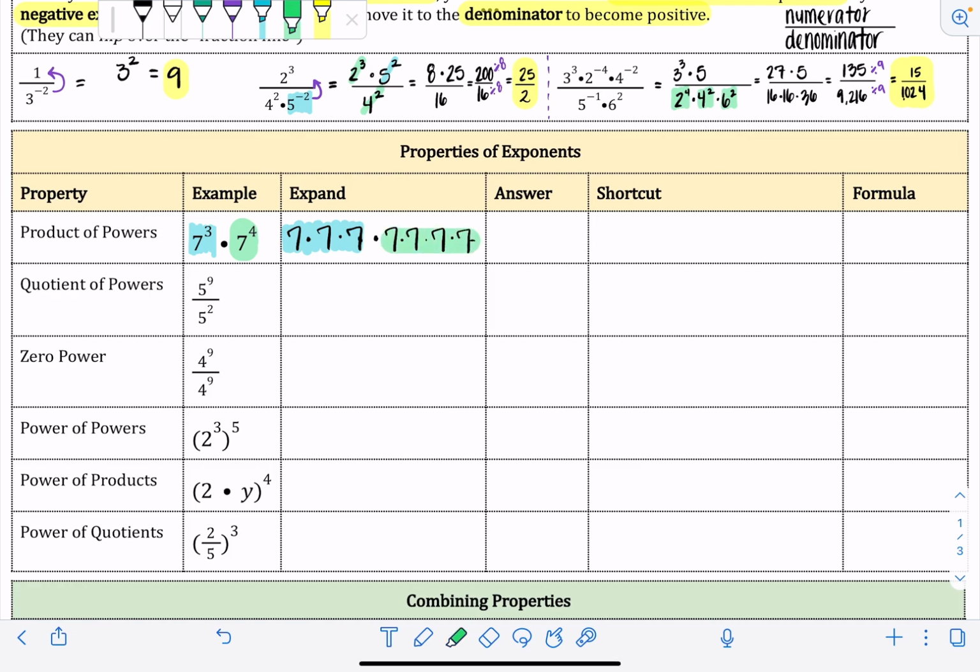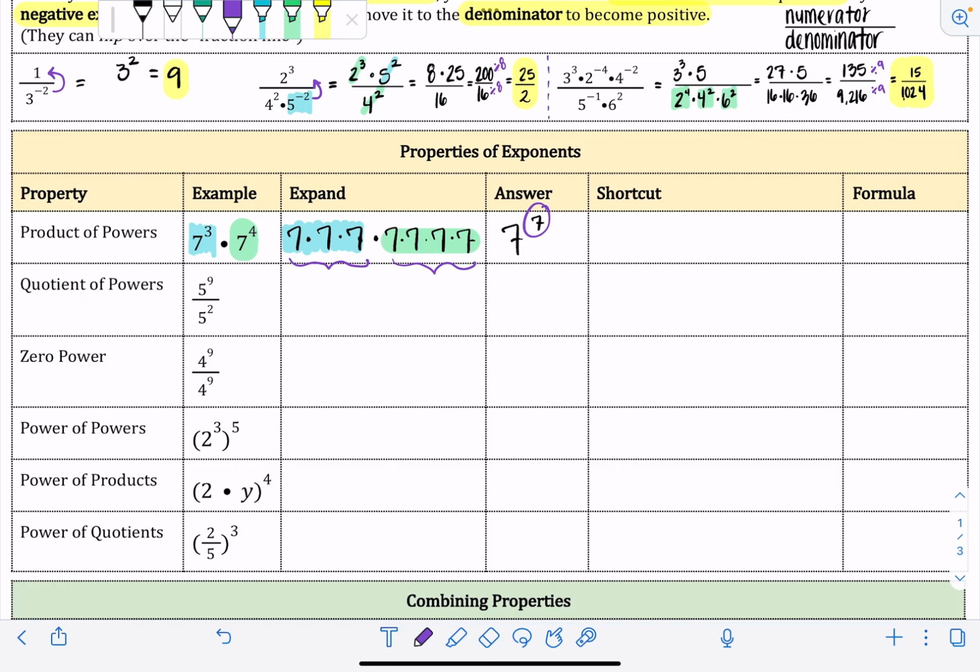We're not going to worry about the big number answer. We're going to worry about the exponent version answer. So now I have 1, 2, 3, 4, 5, 6, 7 sevens being multiplied together. So I can write that as 7 to the 7th power. And we want to look at where that exponent of 7 is coming from. I found that by taking these 3 sevens being multiplied together and these 4 sevens being multiplied together.